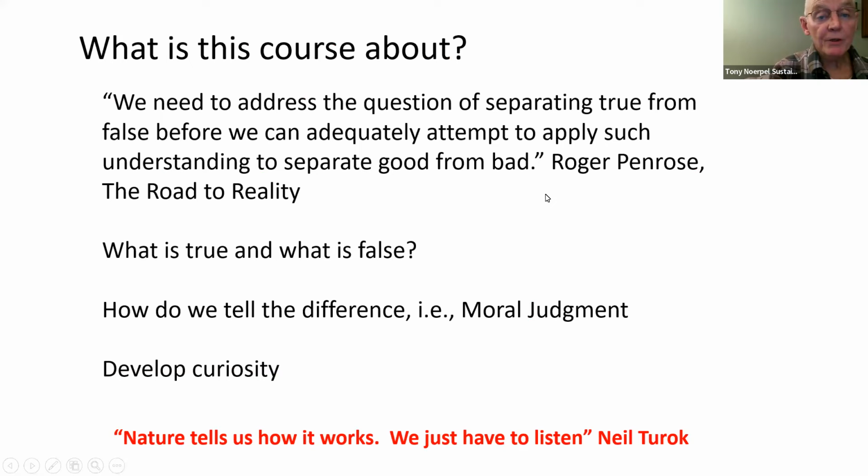So Roger Penrose, Nobel Prize winning physicist, in his major text, Road to Reality, wrote, "We need to address the question of separating true from false before we can adequately attempt to apply such understanding to separate good from bad." I take this to read that, from his perspective, if you don't know the difference between true and false, you really can't develop good moral judgment. And I happen to agree with him. But I don't think that it's a necessary and sufficient condition. I think it's necessary. I think there's another condition.